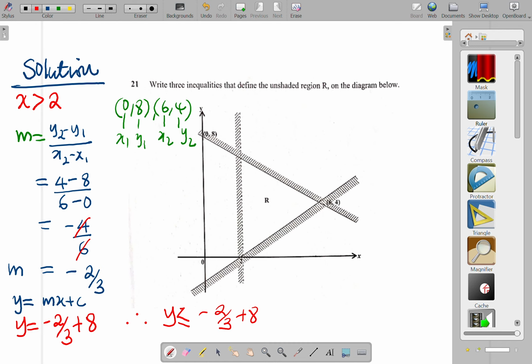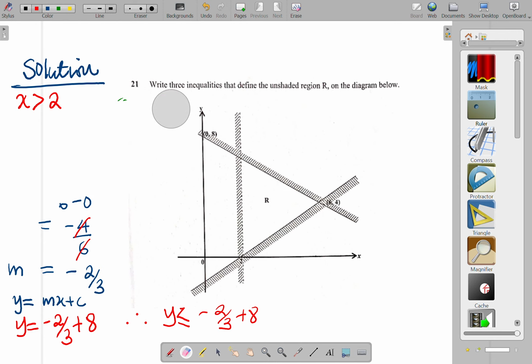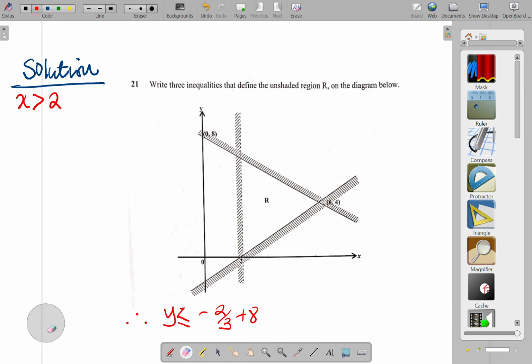I'll clear this work just to create some space. So here I'll clear, okay, to create space. Let's just clear that. Oops, there's a mess there. So let's do that, and create space. So meaning my next inequality is going to be brought here, y less or equal to negative 2 over 3 plus 8, like that. You can even underline.